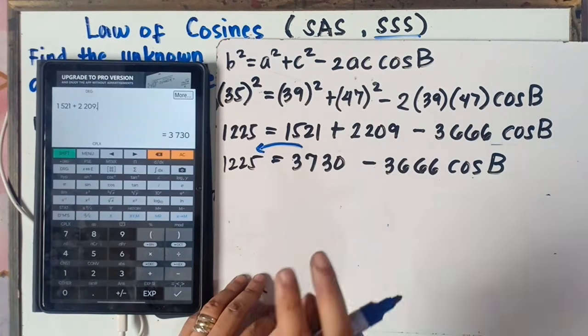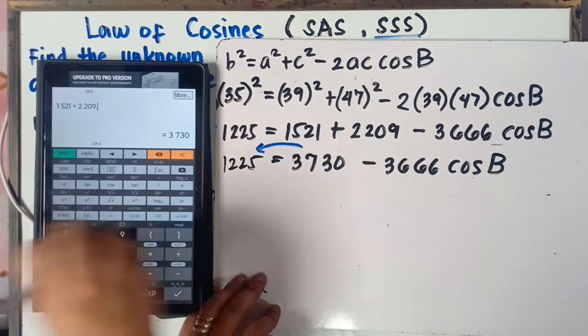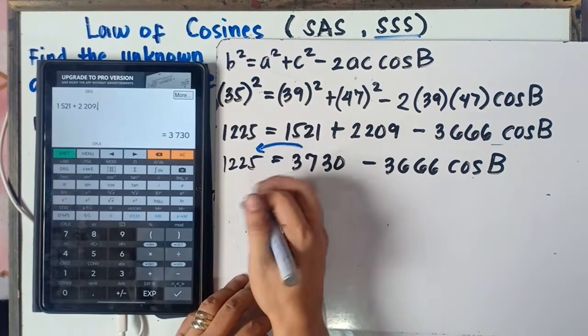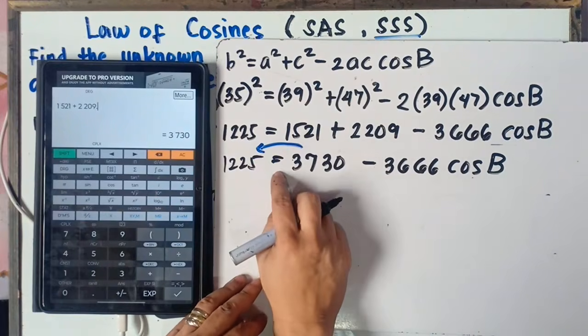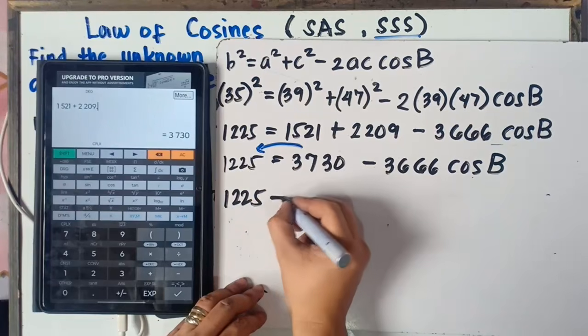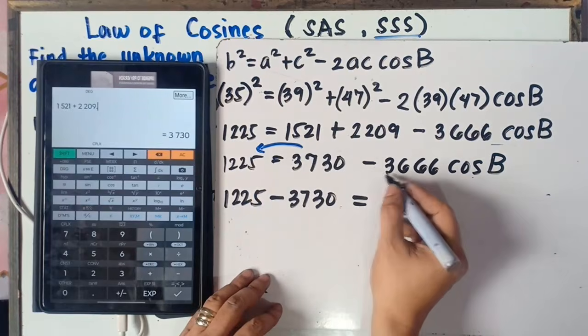Question, sir, why do we need to transpose this one from right to left? So that you can combine all numbers, because this is a number and then this is a number. Simply transpose this one. Once you transfer, you change the sign. So this will be 1225. This is positive, it will become negative 3730. Copy the equal sign, and then simply copy this one.